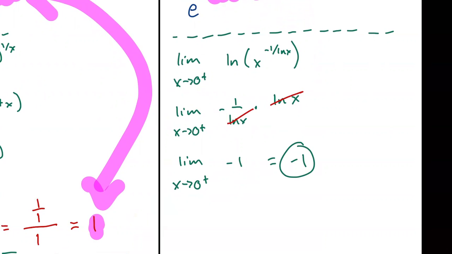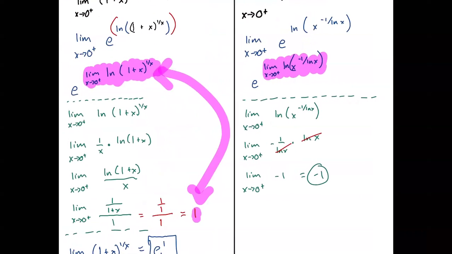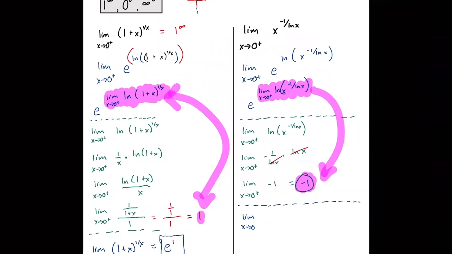We just looked at that same trick of pulling the limit inside the composition, using the inverses. So now returning to our original problem, this is the purple part right here. We'll replace that purple part with -1, and we see that the limit as x approaches 0 of our original function, which is x to the -1 over ln of x, is equal to e to the -1.